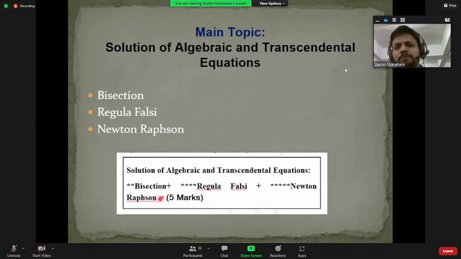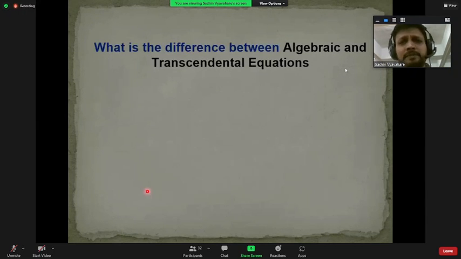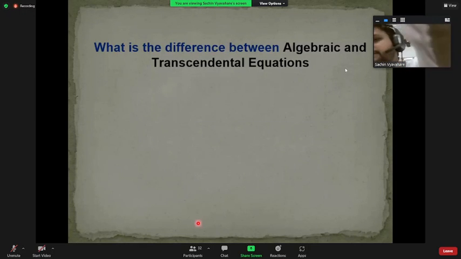So there will be 5 marks weightage indirectly for this first article, solution of algebraic and transcendental equations. The simplest method is the bisection method. Okay, we will come to that one. But before that, let me see the difference between algebraic and transcendental equation. Anyone knows the meaning of algebraic and transcendental? Anyone knows what is an algebraic function and what is a transcendental function?